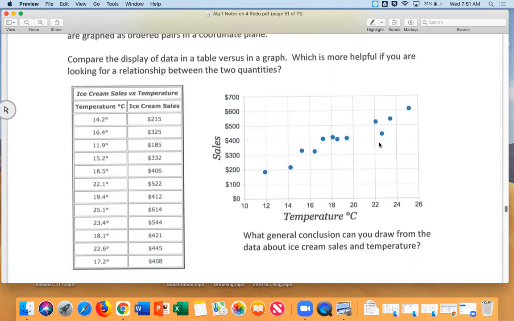So Andrew, let's just look at the data. On the bottom we have temperature, and going up we have ice cream sales. What do you notice about the data? They're all on a line. Very good. Does anybody else notice anything? Yeah, the hotter it is, the more money you make. Okay, that makes sense, right?